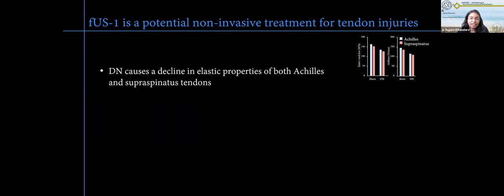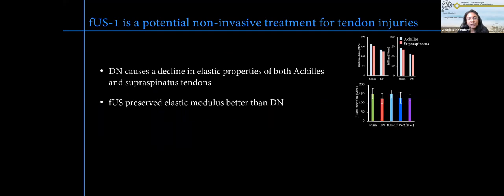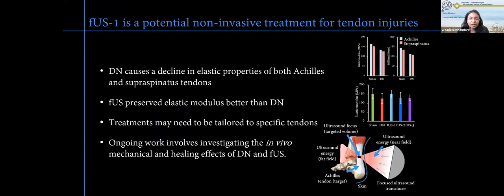These results suggest that dry needling causes a decline in elastic properties of both Achilles and supraspinatus tendons. Focused ultrasound preserved elastic modulus better than dry needling, with the focused ultrasound 1 parameter set performing better than 2 and 3. The observed differences in mechanical properties of Achilles and supraspinatus tendons may be driven by the different roles these tendons play in VO and suggest that treatments may need to be tailored to specific tendons.